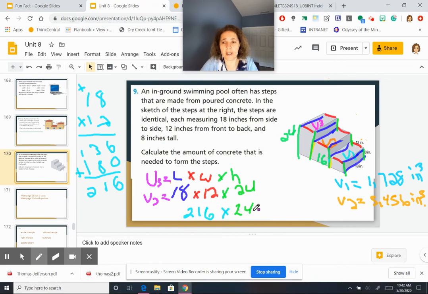my first answer that I got, 1,728, I could multiply it by 3. Why by 3? Because 8 times 3 is 24. It's increasing 3 times. This was my standard, then it increased 2 times, then it increased 3 times. So it's increasing by 3.